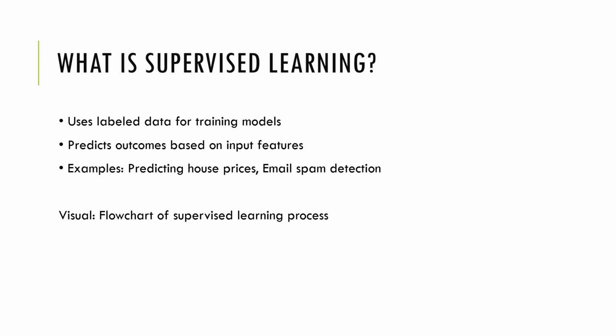Supervised learning is a type of machine learning where we train models on labeled data. This means that the input data comes with known output labels. The goal is for the model to learn from this data so it can predict outcomes on unseen data. A few common examples include predicting house prices or detecting spam emails. In supervised learning, we use the input features to predict an outcome.